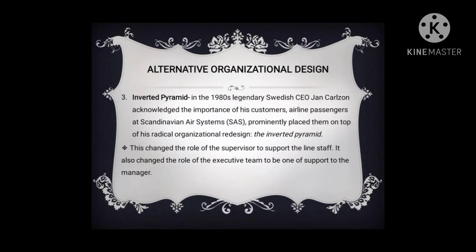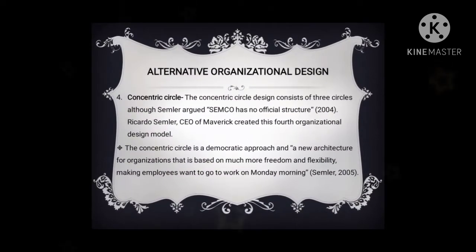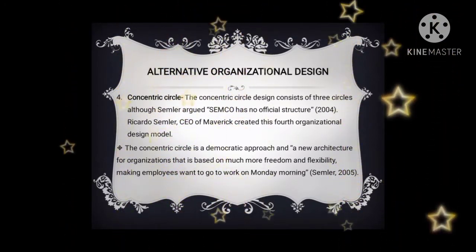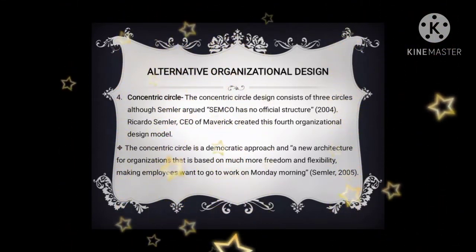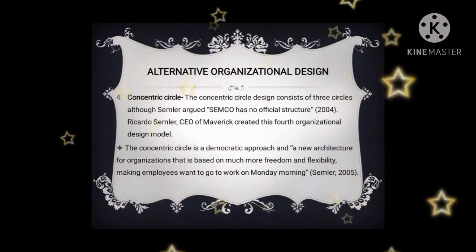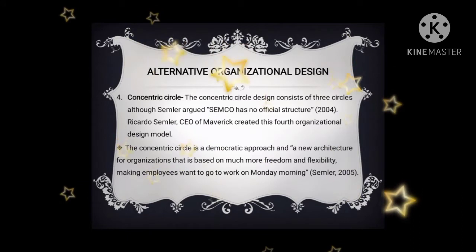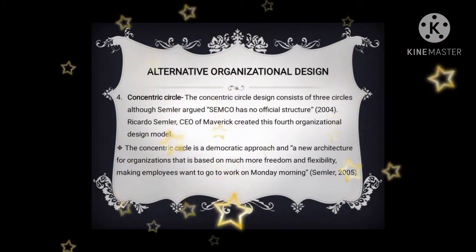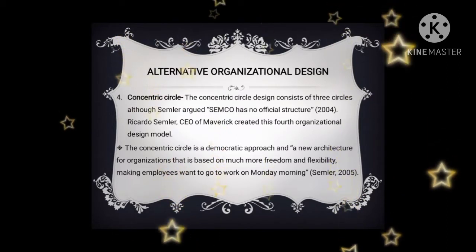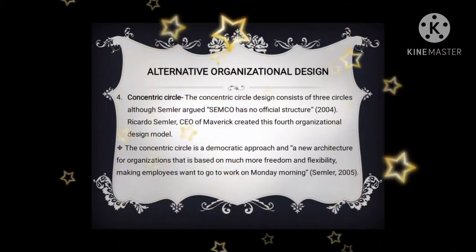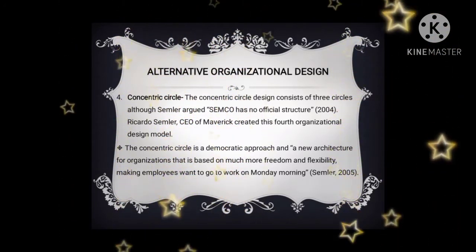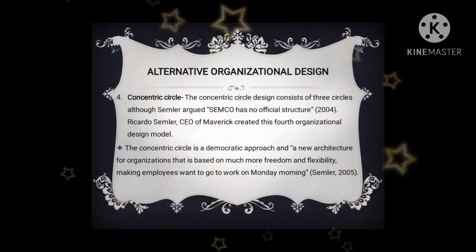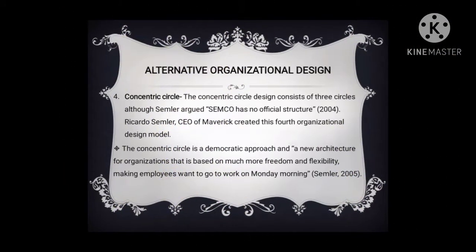It also changed the role of the executive team to be one of support to the manager. Fourth, we have concentric circle. The concentric circle design consists of three circles, although similar to arcade, that Simcoe has no official structure. So the CEO of Maverick, Ricardo Semler, created this fourth organizational design model. The concentric circle is a democratic approach and a new architecture for organizations that is based on much more freedom and flexibility, making employees want to go to work on Monday morning.